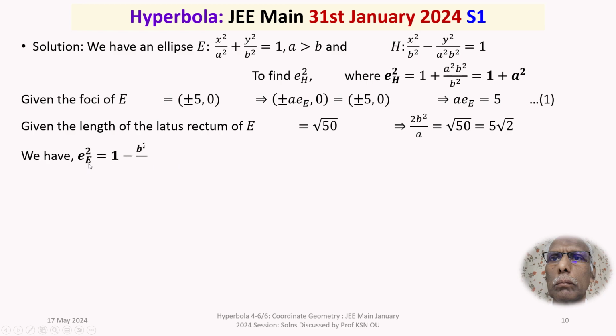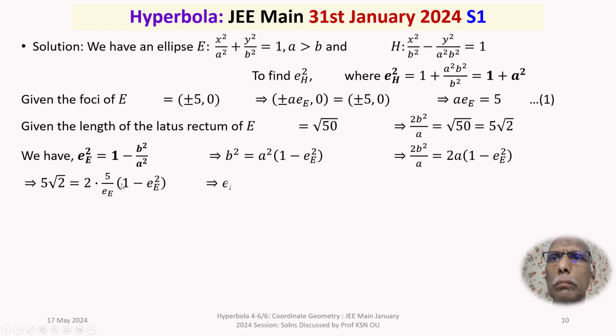And we have the square of the eccentricity of the ellipse is equal to 1 minus b square by a square, a greater than b. From this you will get b square is equal to a square times 1 minus e square. Multiply both sides by 2 and divide by a. Then you will get 2b square by a is equal to 2a into 1 minus e square. 2b square by a is 5 root 2. Substitute. So that is equal to 5 root 2 is equal to 2 into a into 1 minus e square. From equation 1, a is 5 by the eccentricity. So 2 into 5 by the eccentricity into 1 minus e square.